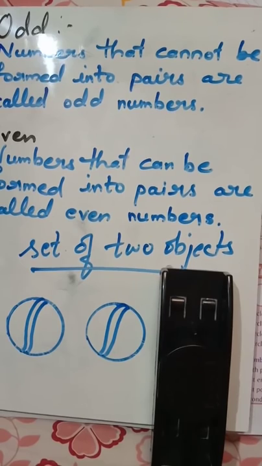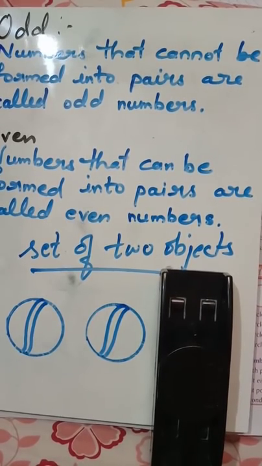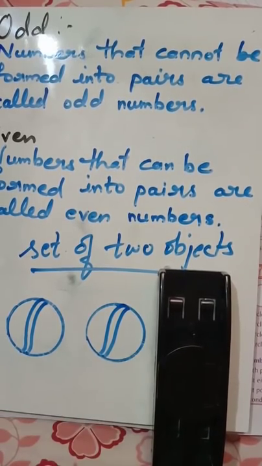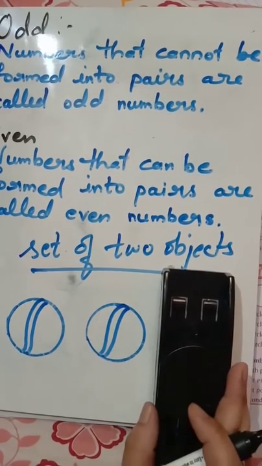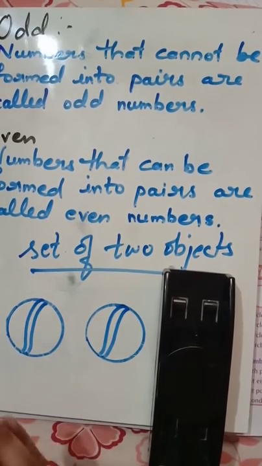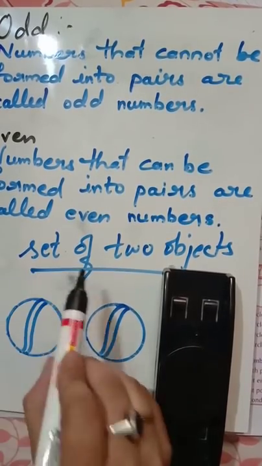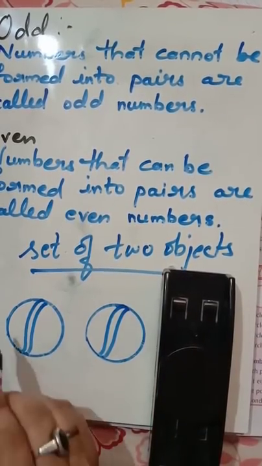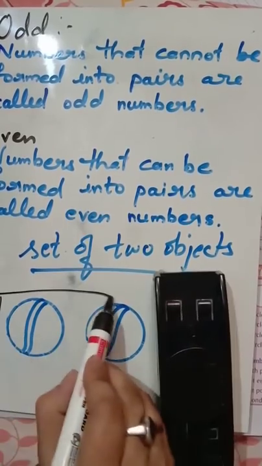Here I have drawn a picture of balls. Now how many balls are there? 1 and 2. Now we have to form a pair of these two balls. The number is 2, 1 and 2 balls. Now what is a pair? How many objects does a pair include? 2. It is a set of 2 objects. So let us make the pair of these two objects.